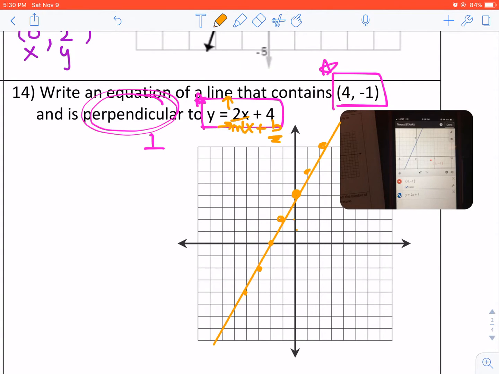And we're going to pretend that goes through all the dots. And then we have 4, 1. Remember x, y. So we're going to go forward and we're going to go down. So we're going to go forward 4 and down 1.